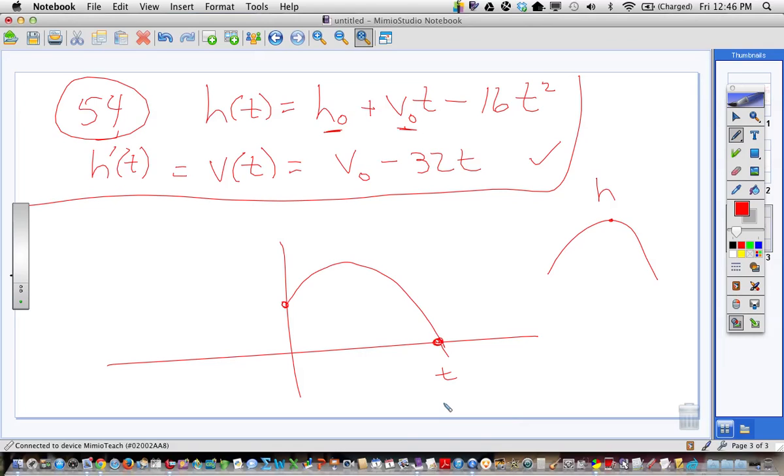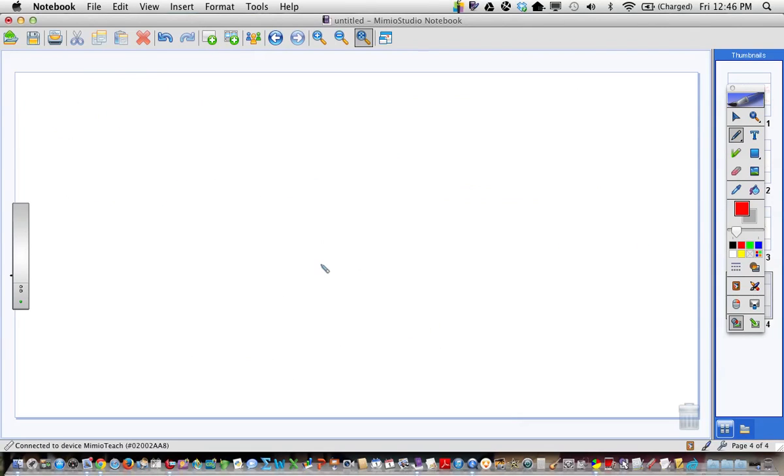So that's just an example of using an equation and where we can use the velocity or the derivative equation to tell us some information about what's going on. Okay? All right. What about 1.5?